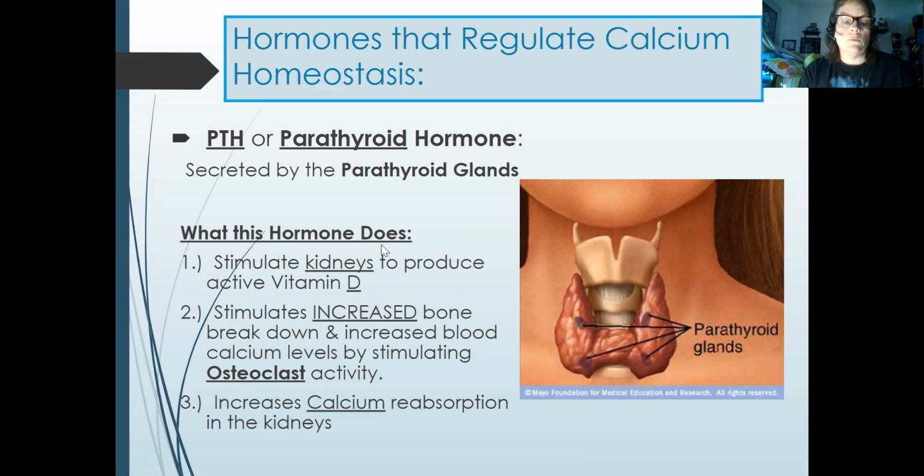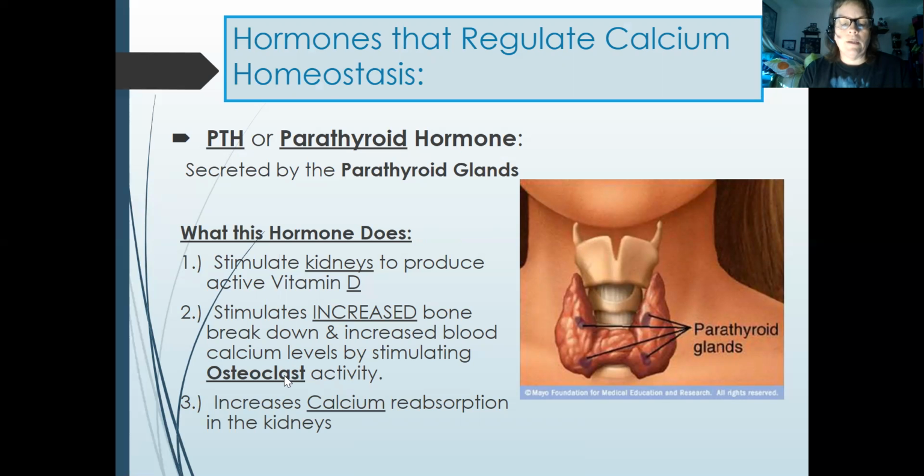All right, what does the hormone do? Well, it's going to stimulate your kidneys to help produce active vitamin D. Vitamin D is very important to helping your body absorb calcium. Okay, and your body doesn't do a very good job at absorbing it from your food and your intestines by itself. So vitamin D is going to help with that. It stimulates the increased bone breakdown. Okay, so this is uniform throughout your skeleton. So what it's going to do is when your blood calcium levels get low, it's going to increase blood calcium levels by breaking some of the bone down and releasing the calcium.